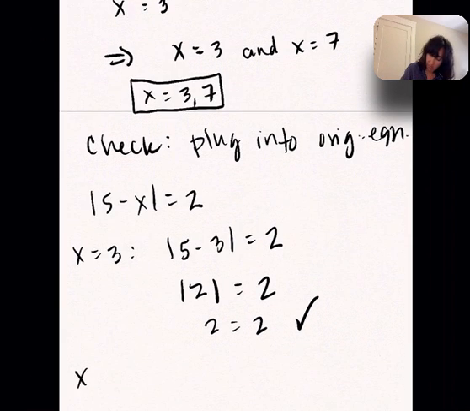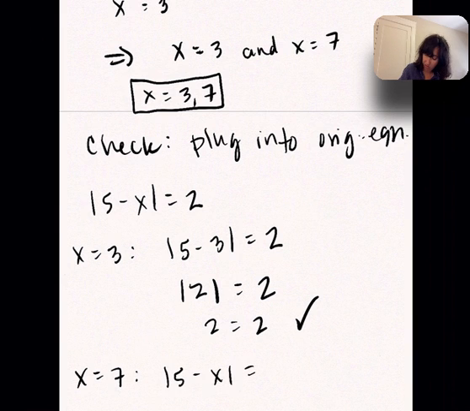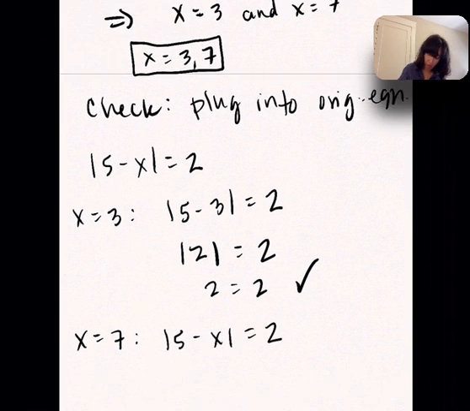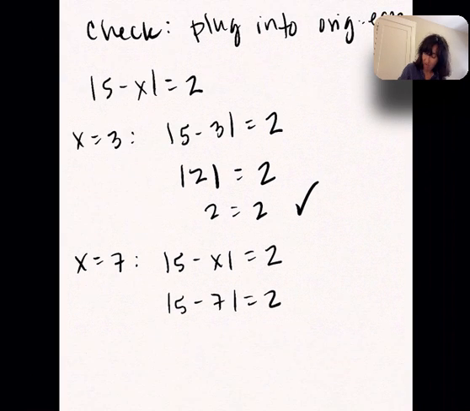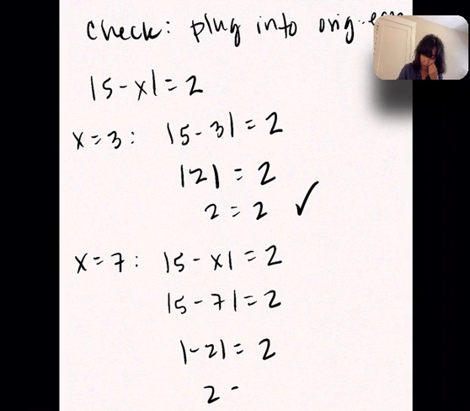So if I plug in x equals 7, I get 5 minus x, absolute value equals 2. What happens if I plug in 7? I get 5 minus 7 is negative 2. In other words, absolute value of negative 2 is 2, and that is in fact equal to 2. So you can see that if you plug in our two solutions, x equals 3 and x equals 7, you do in fact get both sides of the equation are equal.